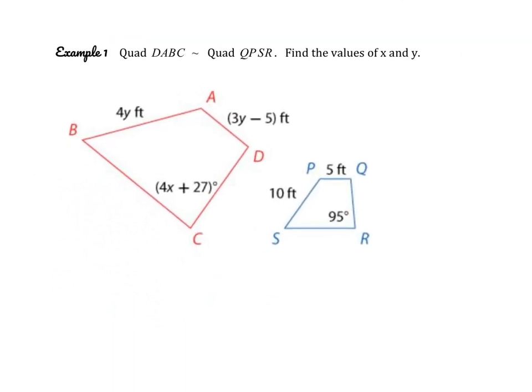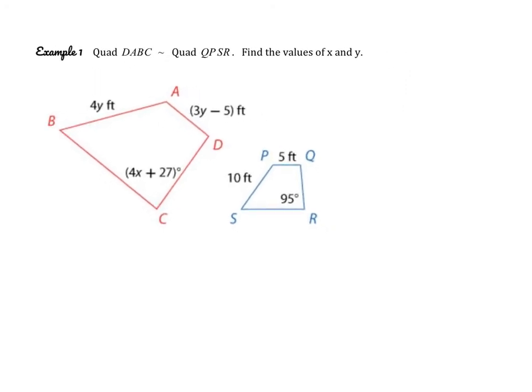Okay, so let's look at this first example together. First, we're told that these two quadrilaterals are similar. So that means that we know that the corresponding angles are congruent, and we know that the corresponding sides are proportional. They ask us to find x and y.